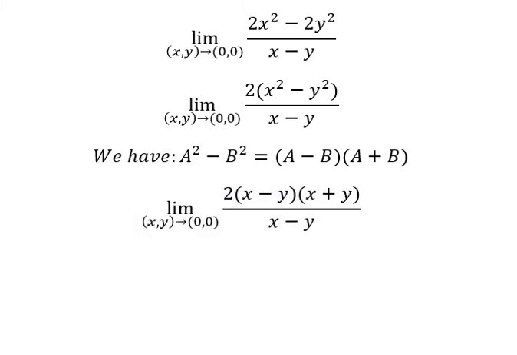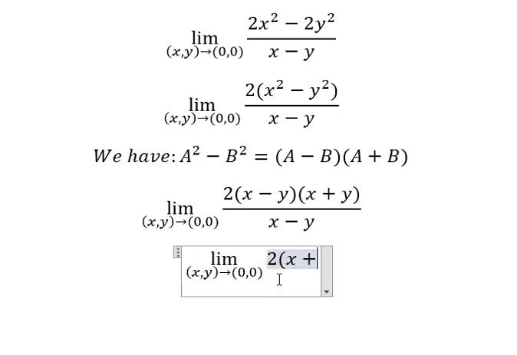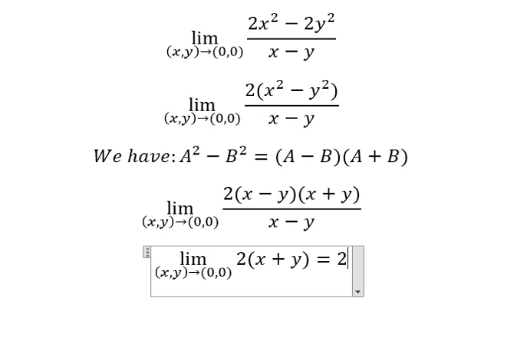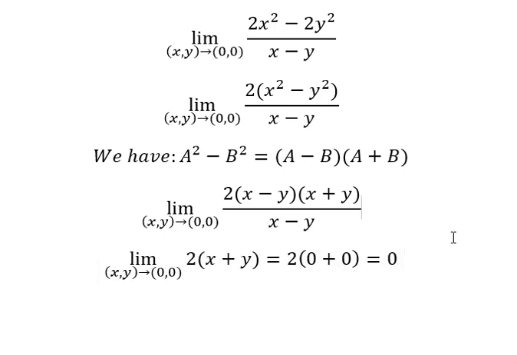Now we need to simplify s minus y on the numerator and denominator. And now we put number 0 on here and here. And we have 0. This is the end.